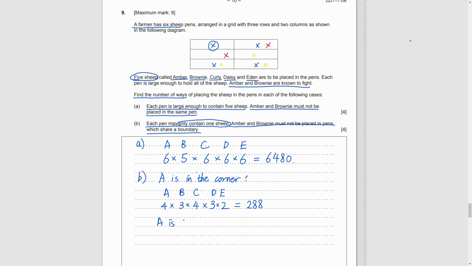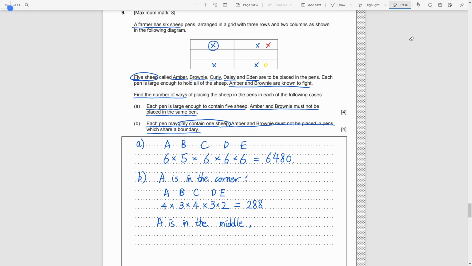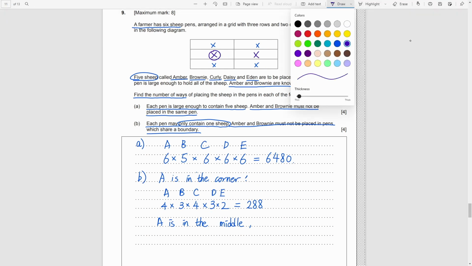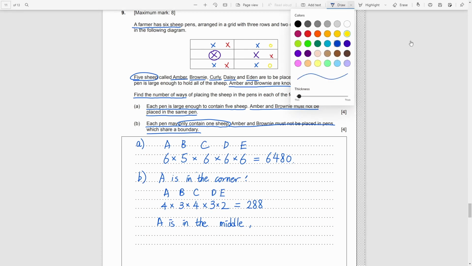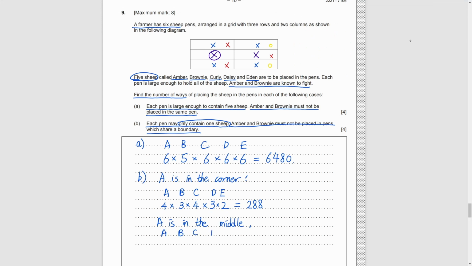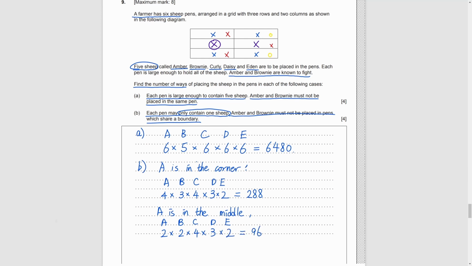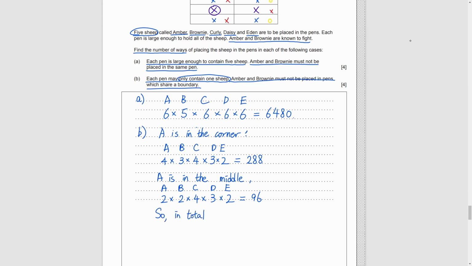After that, we consider the other situation, placing A in the middle pens. There are 2 choices for A, and then only 2 choices for B, which I use yellow circles to present. Then only 4 pens left for C, which is similar to the previous case. Finally, we multiply all the choices together and we get 96 ways. Then we add this to the first situation and get 384 ways in total.